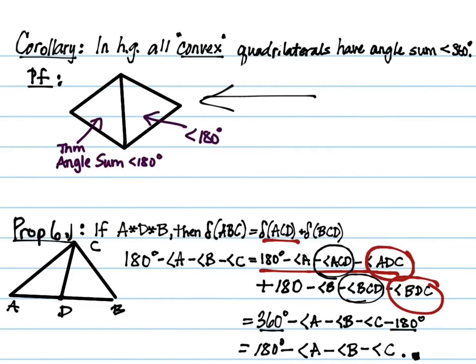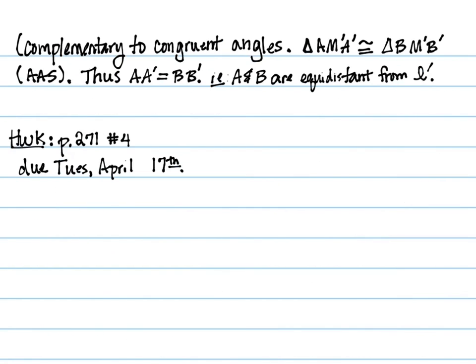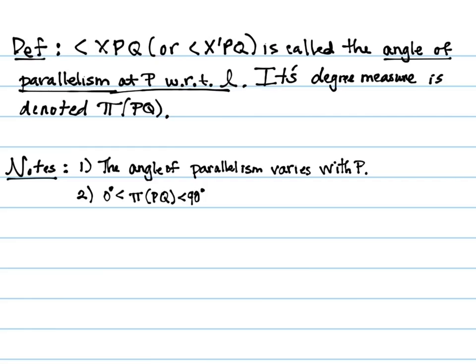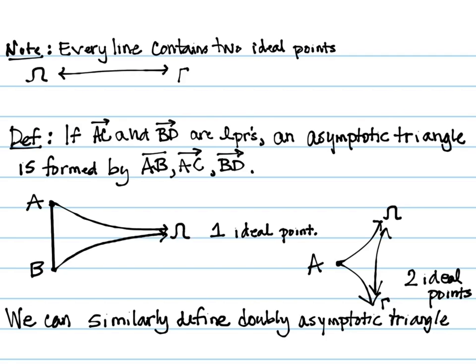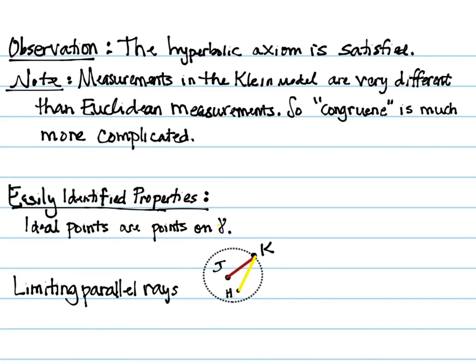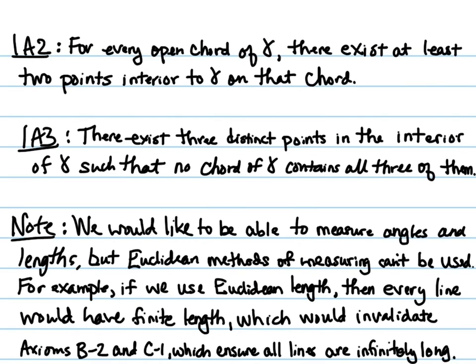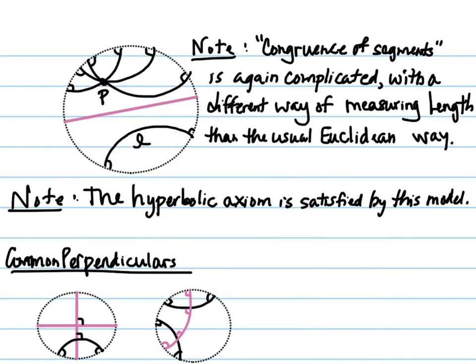The Klein model and the Poincaré model both occur inside of a circle gamma. The Klein model has chords and diameters, which are just specific types of chords, but chords inside of the circle gamma. And when we are working inside the Poincaré model, we had arcs that created perpendiculars with the edges of the circle gamma, plus we had diameters of the circle as well. And so those were our lines inside of the Poincaré model.